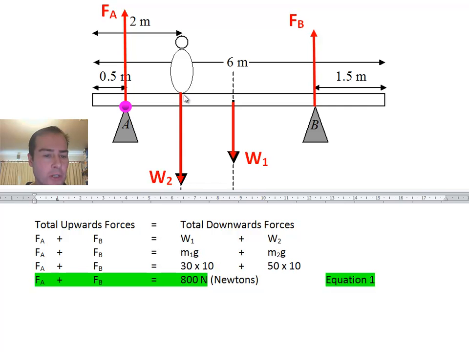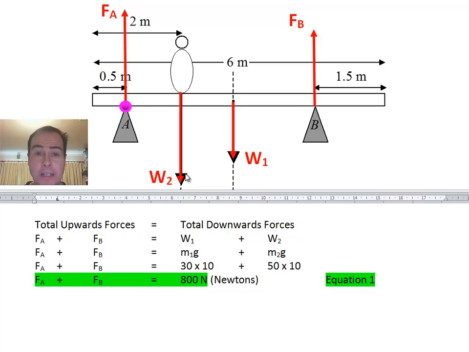And the weight force of the person on the beam, W2. Being a 50 kilogram mass, this person will apply a 50 times 10 or 500 newton force to the beam. Now the concepts here are quite simple. All the forces must balance, and this means three things. 1. Vertically, the upwards forces, Fa and Fb, must balance the downwards forces, W1 and W2.